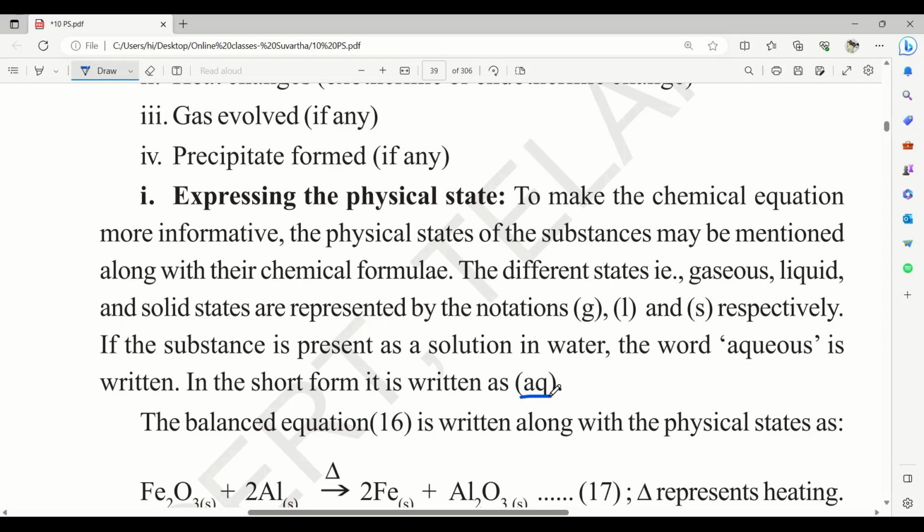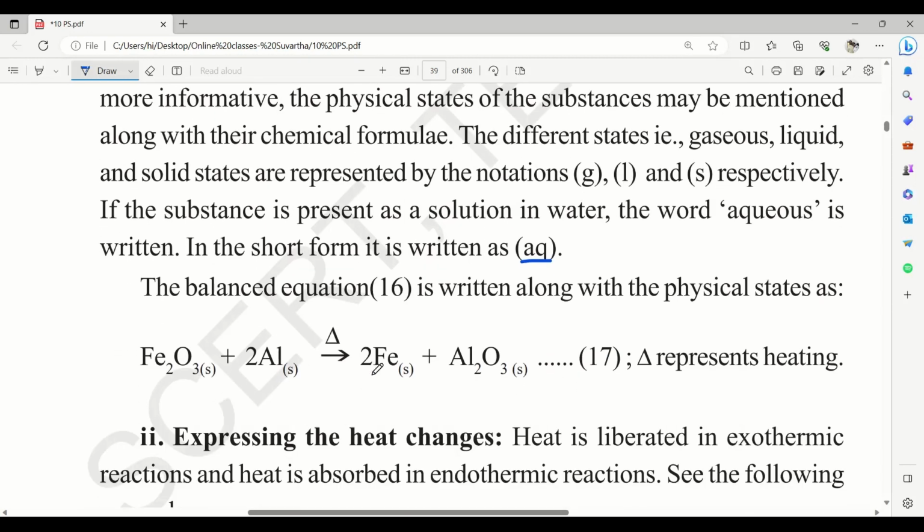So you can also write it down as aqueous. For example, one equation which we have already learnt: iron oxide plus aluminium gives iron plus aluminium trioxide. Here iron oxide is in a solid state. So what did we put down as a subscript S to the compound we have written? It tells that it is in a solid state.